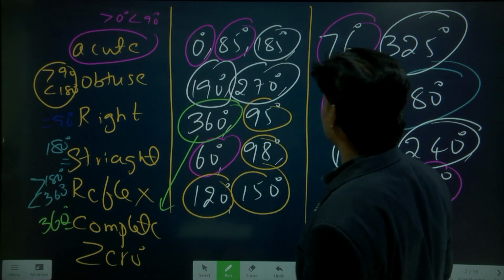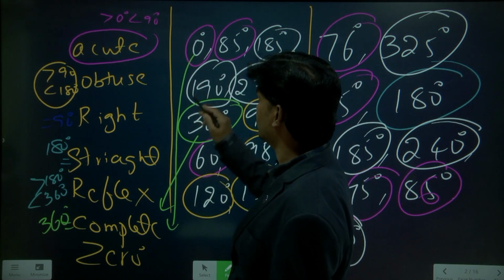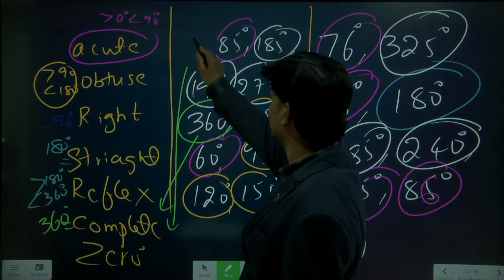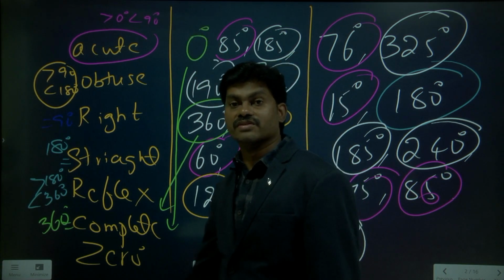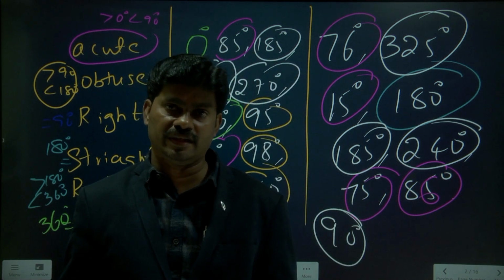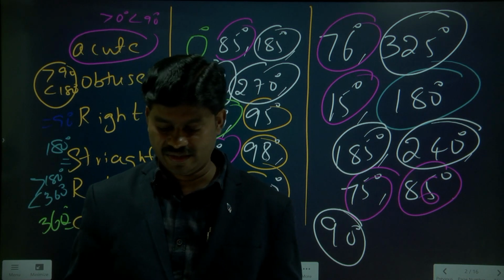And zero angle, 0 degrees. Here we wrote acute angle, but no, that is not an acute angle. That is called a zero angle, because greater than 0, from 1 degree or 0.1 degree, you can take as an acute angle. Exactly 0, that is a zero angle, right?